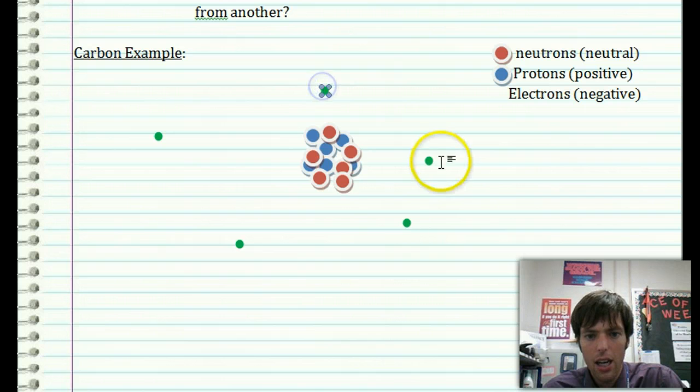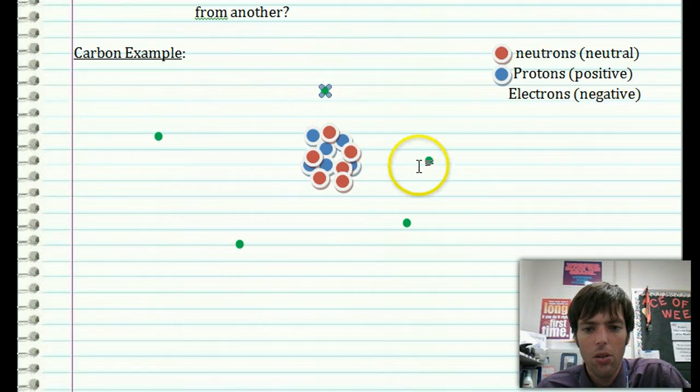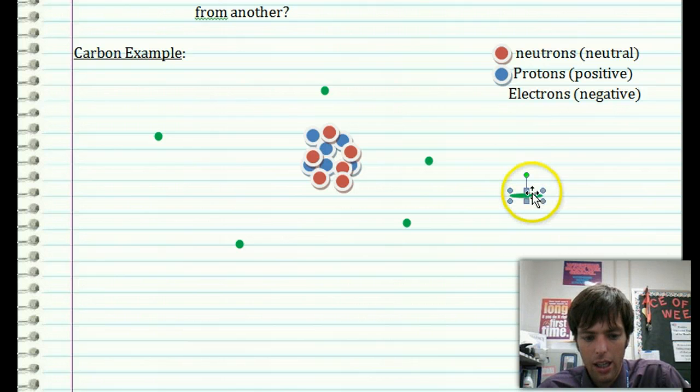Now, when you get into high school, we're going to put these electrons in specific spots, but for now we're just going to sort of shove them out there. 1, 2, 3, 4, 5, 6. And they're just hanging. Oh, fat electron again. Here we go, move with me. Great. And that is how you draw atoms.